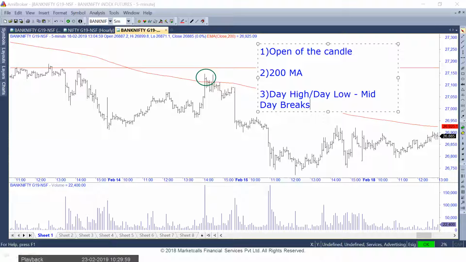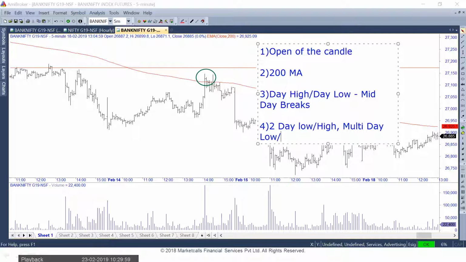Yesterday's low break or yesterday's high break comes with a huge volume in the last 5-minute candle, and then it forms an inside bar. They go completely topsy-turvy in the second half. Again, it also comes at a 2-day low or high, or multi-day low or high, so you can anticipate these kinds of patterns.